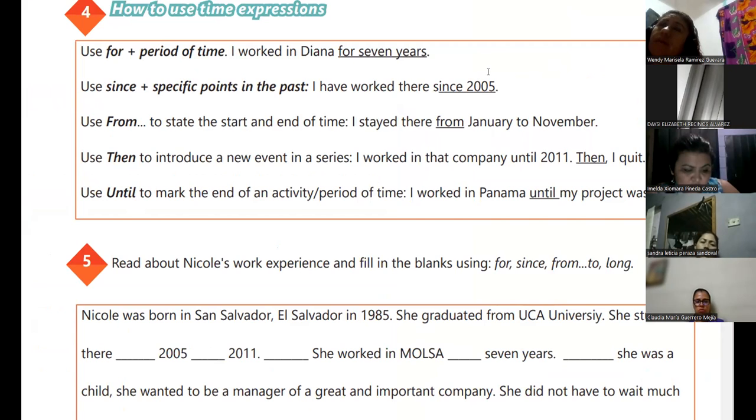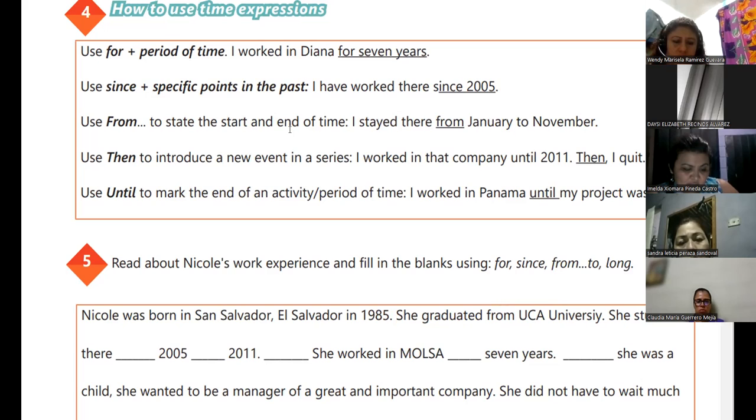But the first one, use for plus the period of time, like I work in Indiana for 7 years. Okay. Así como decíamos allá, I've worked or I have been working in this company since, que sería el siguiente, miren. Since a year. Okay. A year, a month. Y ahí ya puede poner usted acá el parámetro de desde cuándo. It could be, mostly is a year. Usually we don't have exact dates. For example, I don't say I have worked in this company since the 13th of May of, I don't know, 2005. Or I don't say I've worked here since May the 13th.